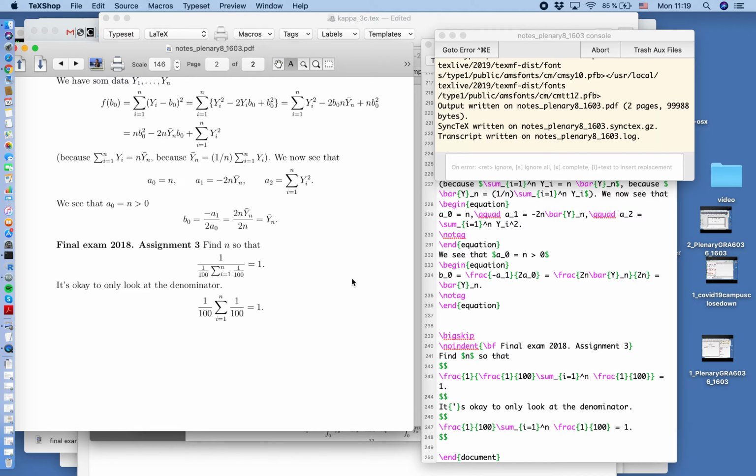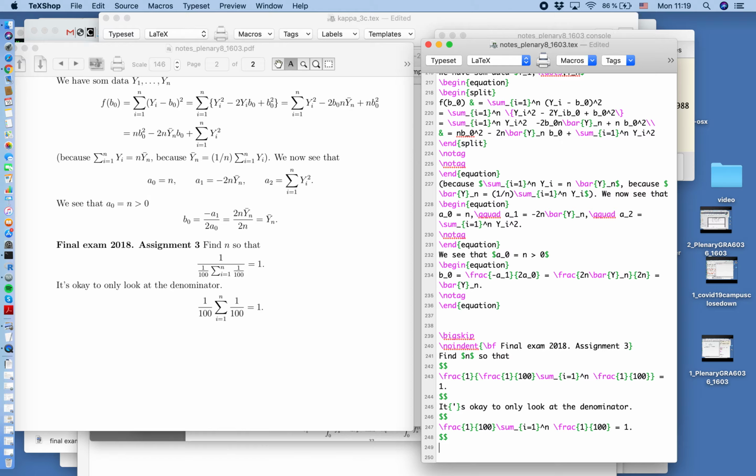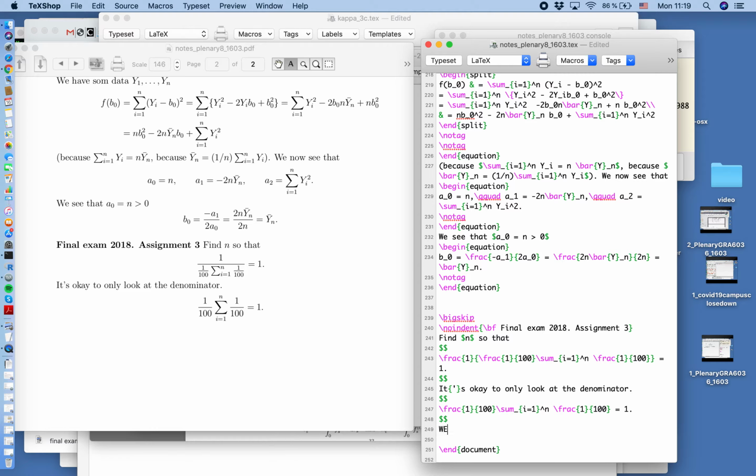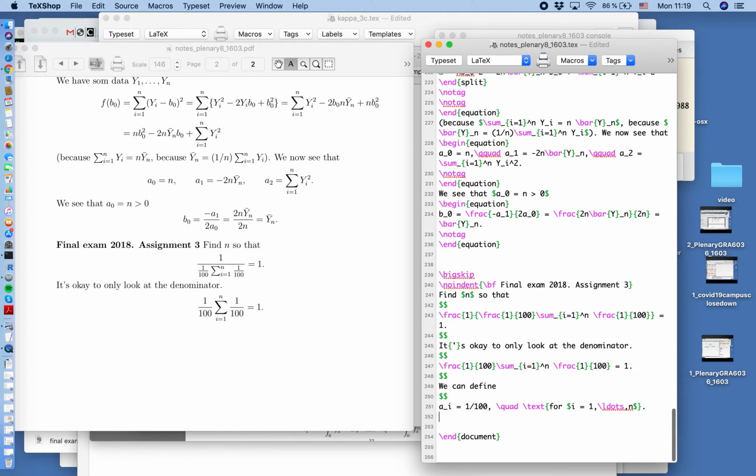Okay, so the notation here is sort of awkward, because here we are to understand that this summation of 1 over 100 means 1 over 100 plus 1 over 100 plus and so on, n times. To put it in more familiar notation, we can define, let's say, a_i to be equal to 1 over 100, for i equals 1 all the way up to this unknown n.